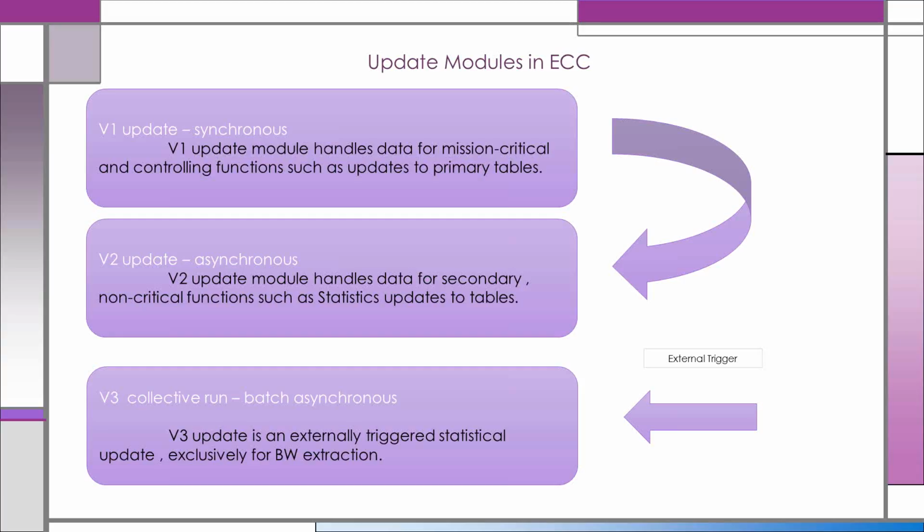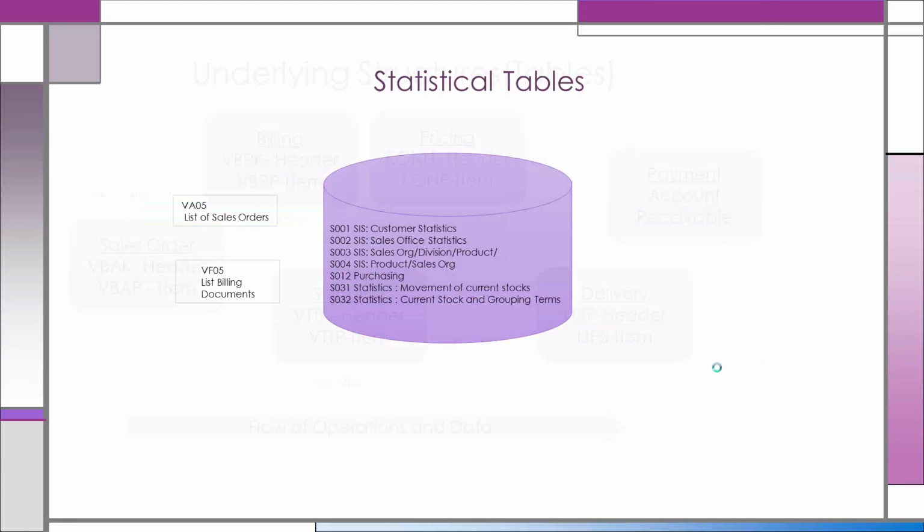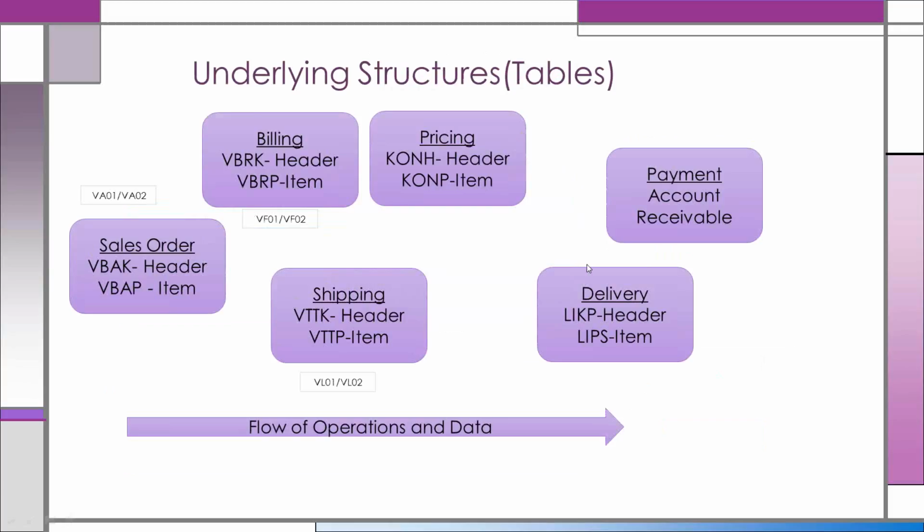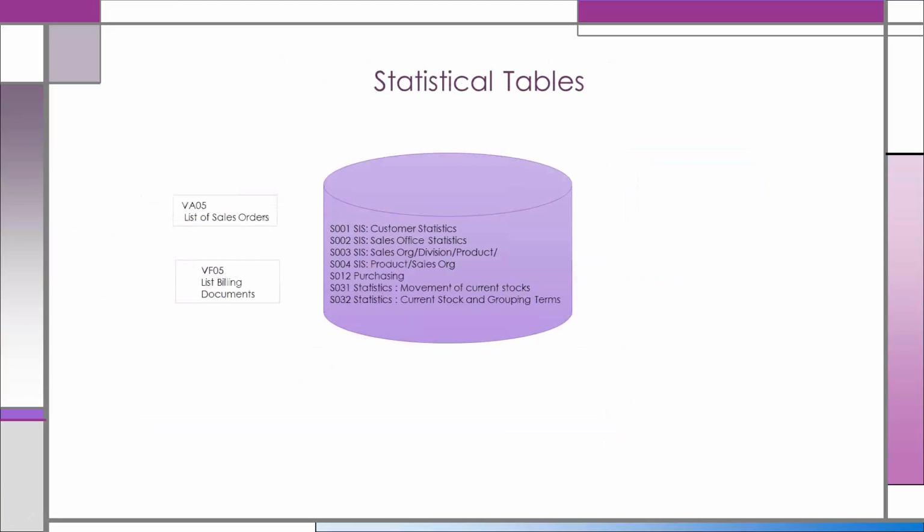These are all processes. Basically, when there is a logical unit of work, meaning when a sales order or document is created, this is how the data is updated. So V1 update is a synchronous update which handles the data for mission critical and controlling functions. When I go back here, all this data is mission critical data. When we don't have this information, then we don't know what's going on in sales and distribution.